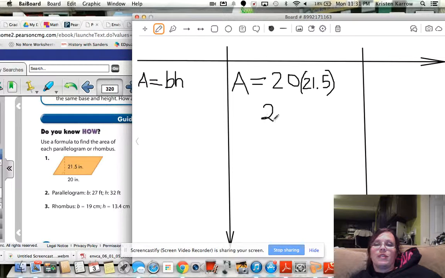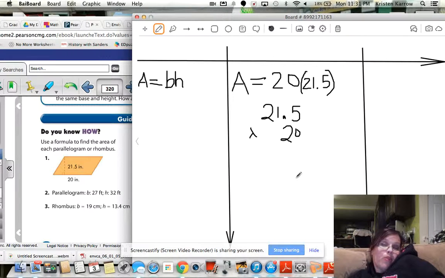So I have 21 point. Make sure your point looks like a point and not a number 1, Miguel. 21.5 times 20. And I'm going to do the multiplication down here, because I can't do that in my head. I can estimate, and I can say, okay, well, 20 times 20 should be about 400. My answer should be about 400. So let's see if I'm right, if I'm anywhere near that.